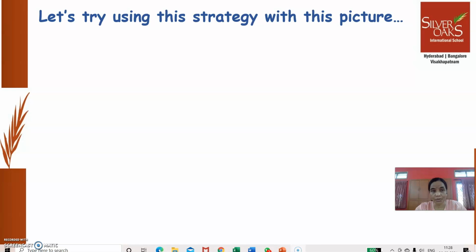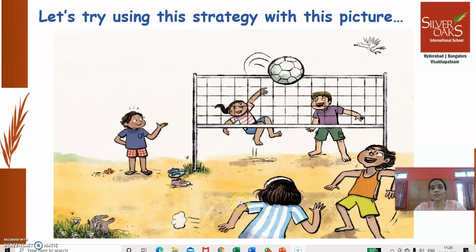What is the next slide? So let's try using this strategy with this picture. So what do you see here? Observe carefully. Always try to observe things from one side so that you don't miss out on things. So what do we see here? I'm just moving my cursor. You can pay attention to these things and keep observing. Okay? Now let's see what you have seen here.